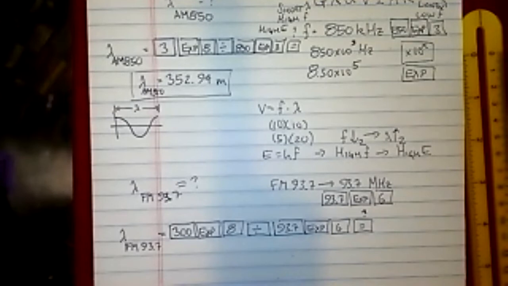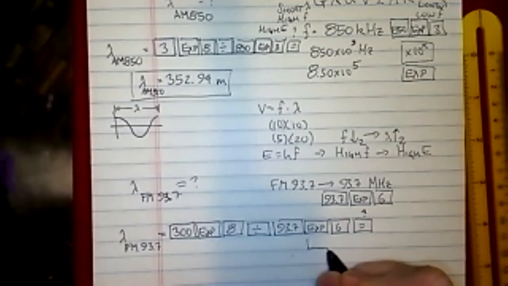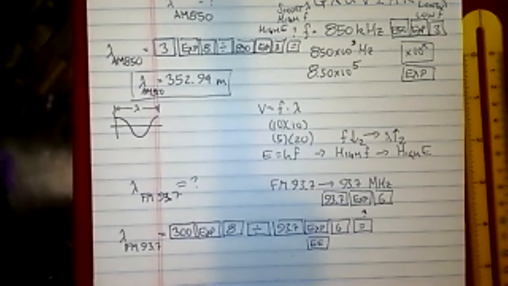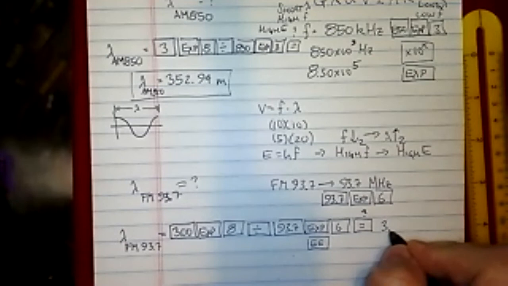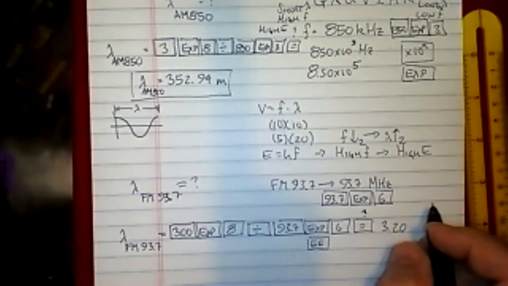And when I do this calculation, I get 3 e to the 8. My calculator, by the way, has an E button. So that's another button. It can have EXP, EE, or that 10 times 10 to the X. So I'll do 3 EE 8 divided by 93.7 EE 6, because it's megahertz. And with that, I get 3.2017.